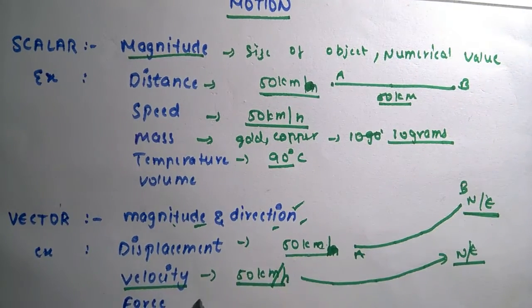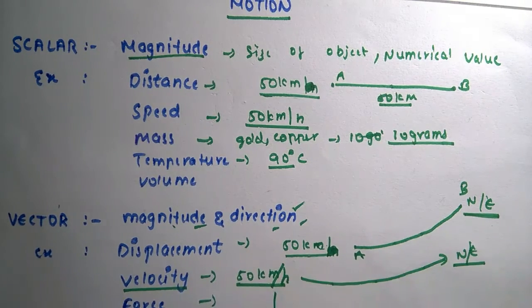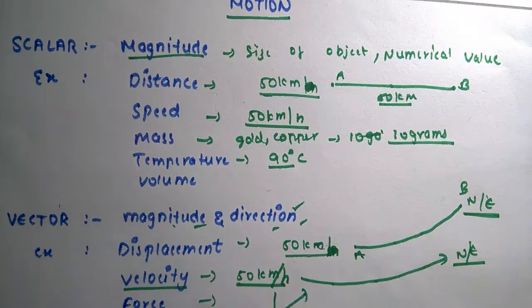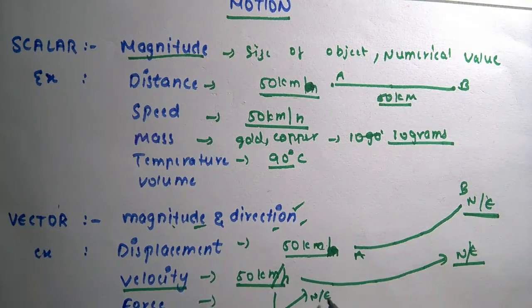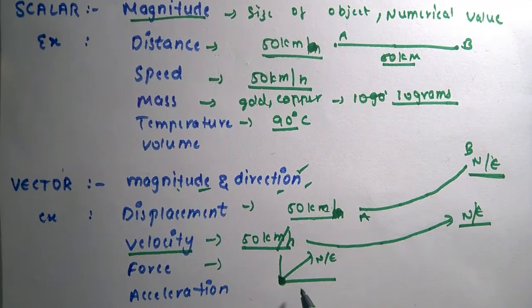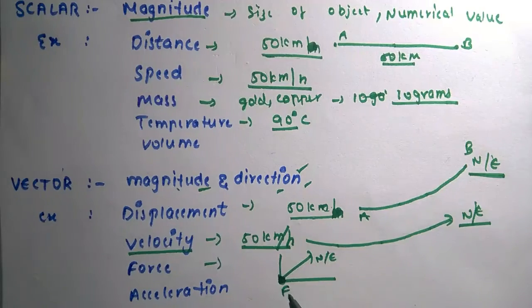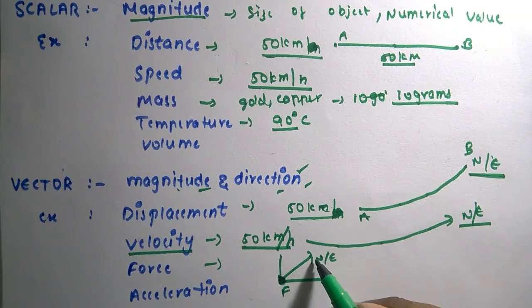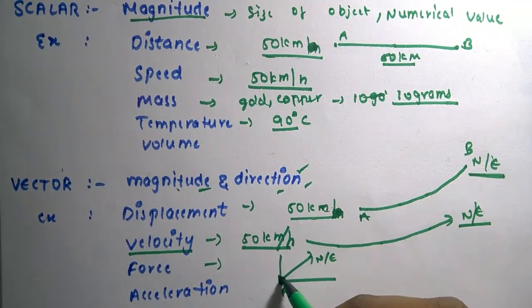And let us check the force. Force is a vector quantity because force has both magnitude and direction. Suppose, for example, I have applied some force to an object to the northeast direction. So this is the object and this is the northeast direction. I have applied some force to this body, so it was traveling to the northeast direction. So this is the magnitude and the northeast direction is the direction.